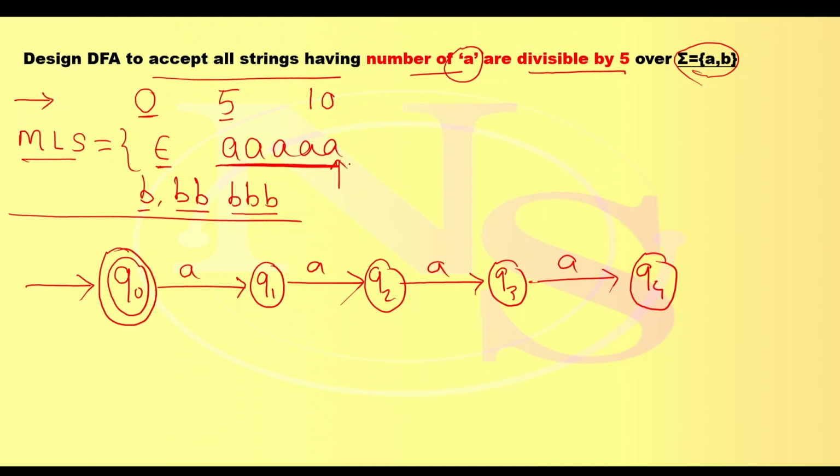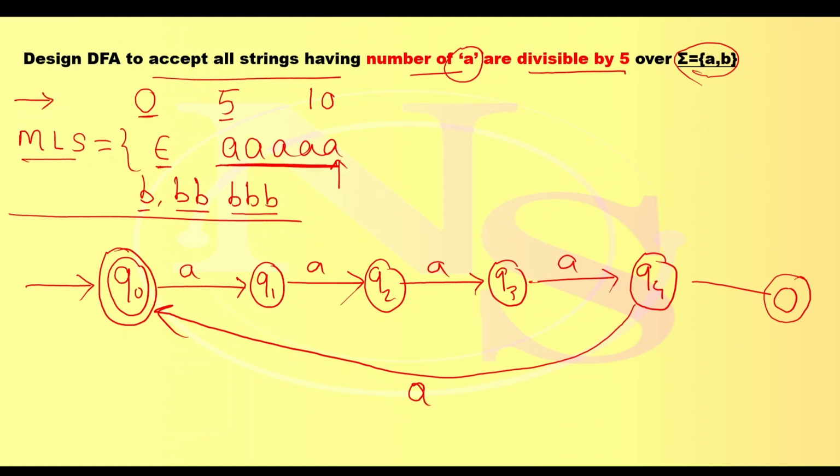Now, the fifth a should get accepted because the number of a's is 5, divisible by 5. So the fifth a transition from Q4 should go to the final state. We can take a new final state, or I can connect the transition of Q4 to Q0, as we already have the existing final state. And we should always remember that the automata should contain the minimum number of states. Hence we are connecting the transition of a from Q4 to Q0, unless it is reading some other invalid string. This is not happening in our case. So we connected the transition of a from Q4 to Q0. Hence we can remove this new state. It's not required.